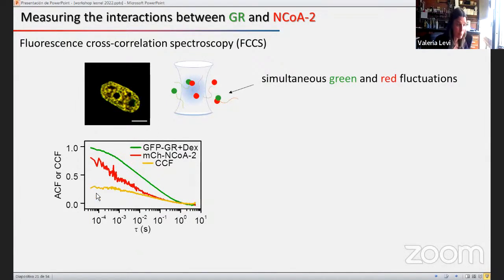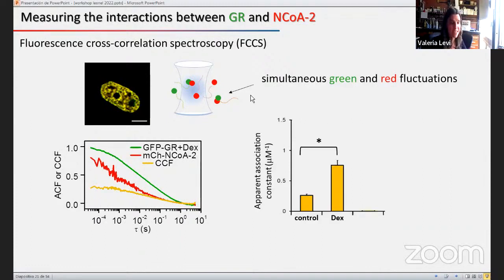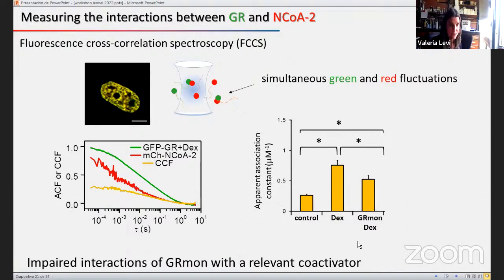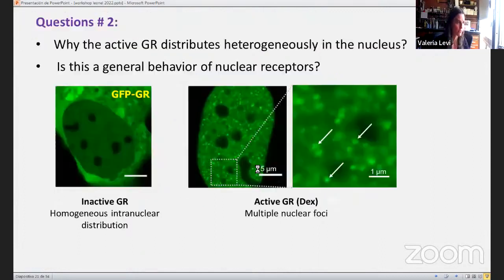By analyzing the amplitudes of these correlation curves, we can calculate an apparent association constant. Remember that we are doing all these calculations inside living cells, inside the living nucleus. And what we observe is that whenever we stimulate the receptor, the apparent association constant increases, showing that more interactions between the receptor and the coactivators are produced. And the monomeric version of the receptor presents a lower association constant, showing that the mutations of this receptor impair the interactions with the coactivators. Okay?